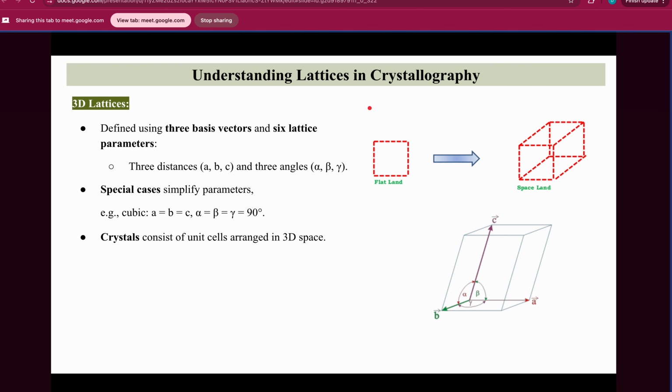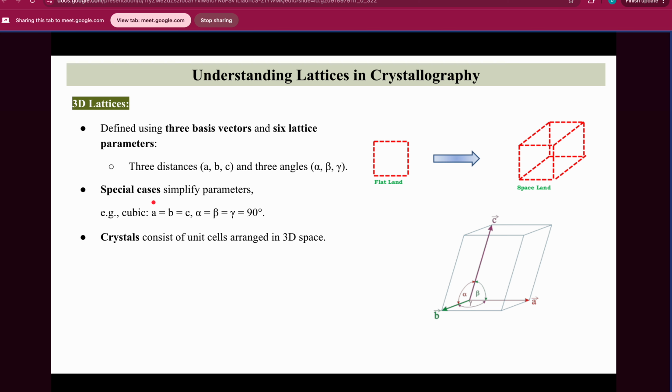Now we'll move to 3D lattices, which are our major interest. In the case of 3D lattices, we define them using 3 basis vectors and 6 lattice parameters. Now the crystals will be in 3 dimensions. So there will be 3 distances, because in the previous 2D lattice we only had 2 distances, A and B. Now we will have A, B, and C. And now there will be 3 angles, alpha, beta, gamma. Previously there was only one angle between A and B. Now we have C also, so we will have 3 different angles.